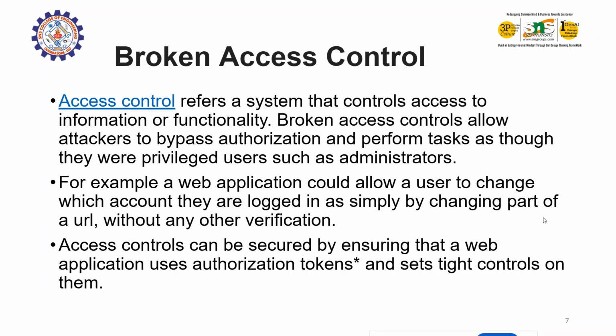Next is the broken access control. Access control refers to a system that controls the access to information or functionality. With broken access control, attackers bypass the authorization and perform tasks as though they are privileged users, such as administrators. For example, a web application could allow a user to change which account they are logged in as simply by changing part of a URL. Without any other verification, it is just changing it. This is called broken access control.